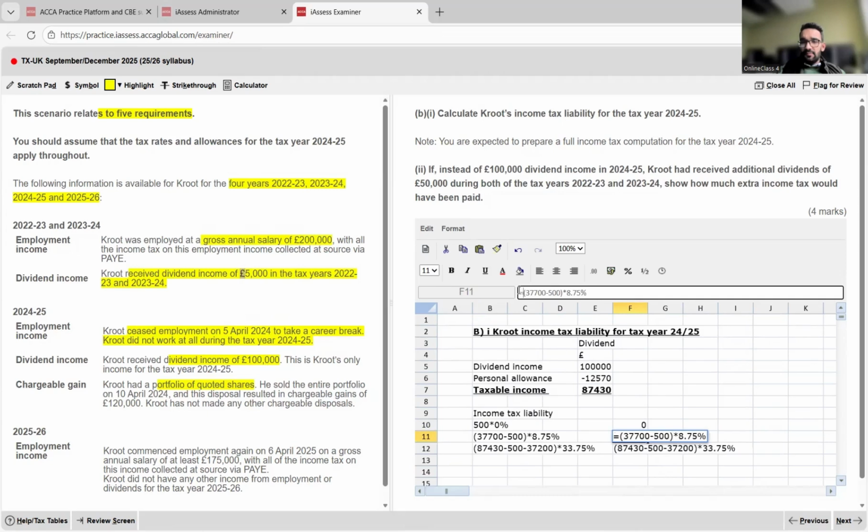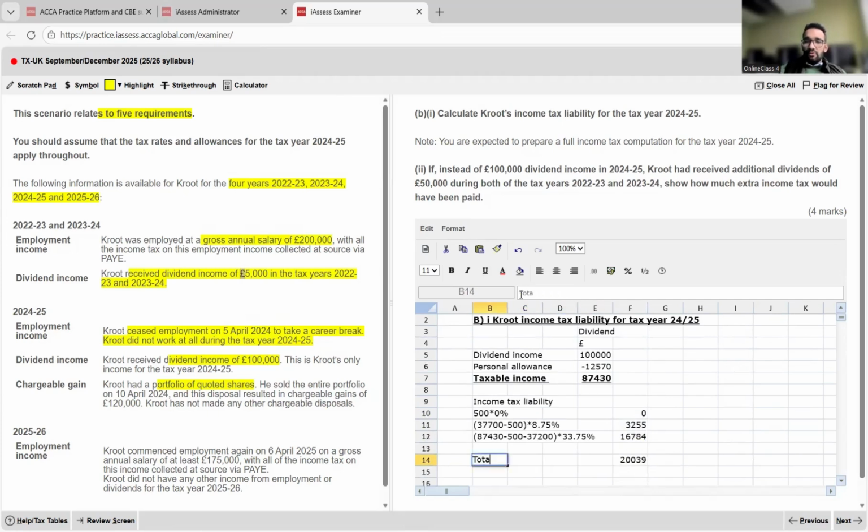Use the practice platform, use paper, the basic formulas and all that. This is very important. Just sum it up. So you got the answer of this. This is your total income tax liability. Right?